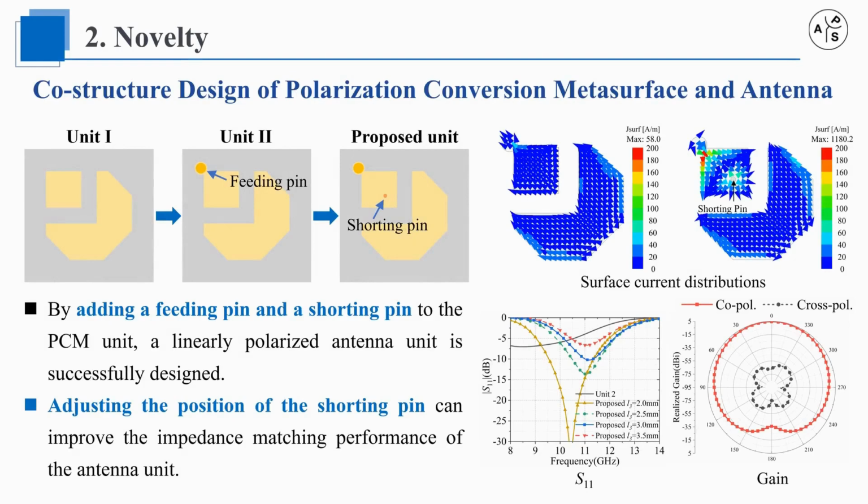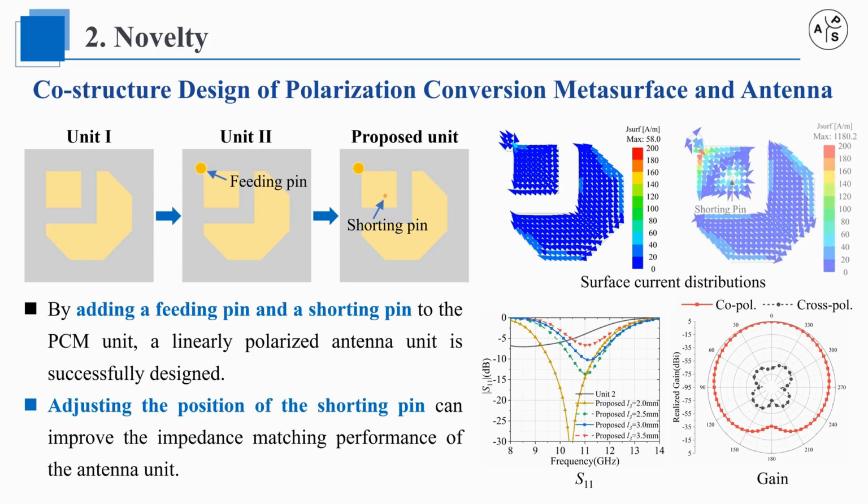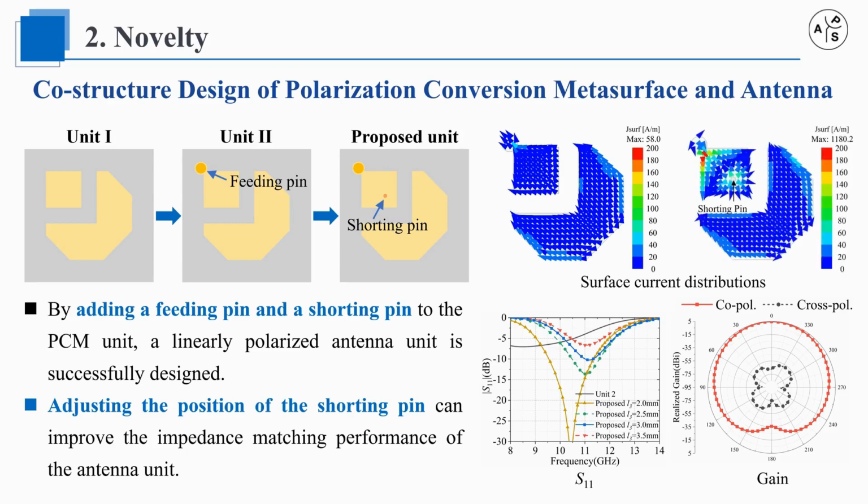This study proposes a co-structure design of the polarization conversion metasurface and antenna. The design involves 3 steps. Firstly, a conventional polarization conversion metasurface named Unit 1 is designed. Secondly, a feed structure is added to the Unit 1. Finally, a shorting pin is employed to connect the upper metal and ground. The shorting pin enhances the surface current density, leading to a decreased input impedance of the antenna unit.